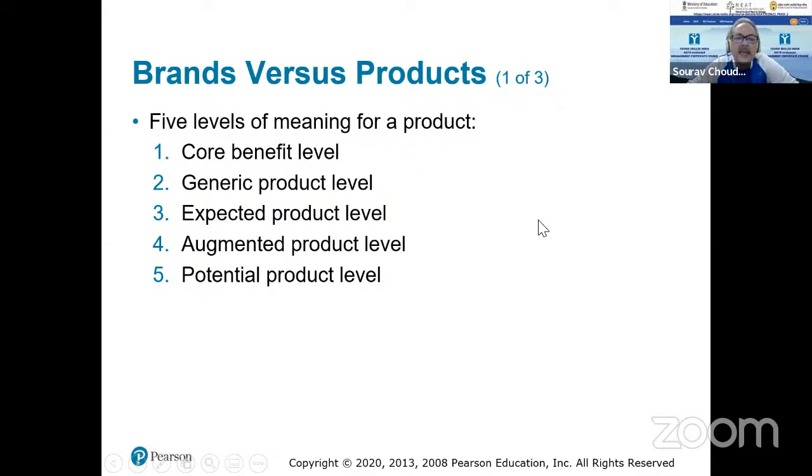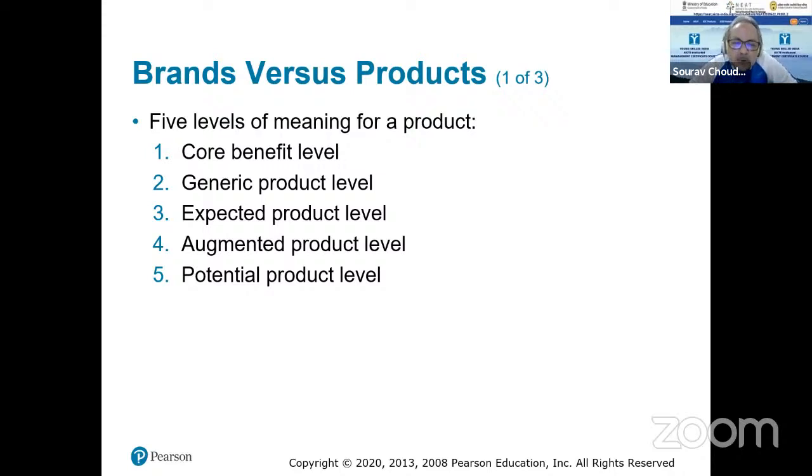So we have learned about this in our last class, right? The basic marketing management fundamental classes. So the core benefits of a product. Okay, then the generic product, the expected product level. Okay, the augmented product level and the potential product level. Right? You remember we showed it to you in a graphical format. The core product, and then we said it's the generic product.